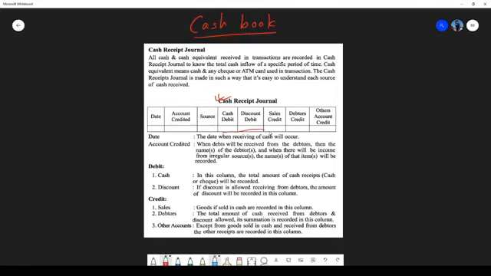Whereas on our credit side, we have these three. Let me use a different color pen. Here you have sales: goods sold for cash are recorded on this side. Then debtors: the amount of cash received from debtors is recorded on this side. Other accounts: anything except goods sold for cash and cash received from debtors will be recorded on this side. In order to understand this properly, we will do a question, and from that question you will easily understand how to give the following entries. So let's go and check that out.